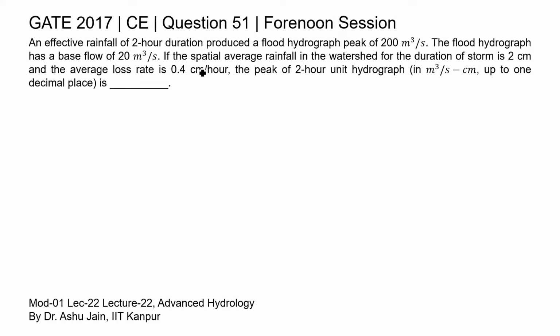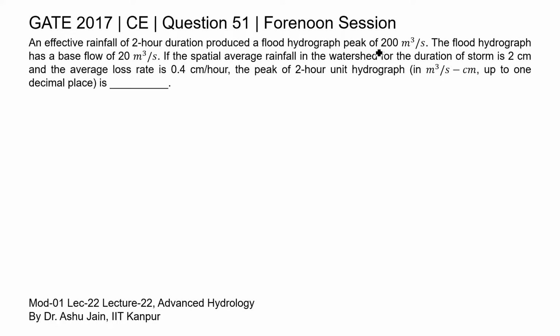The next, it is saying that the average rainfall in the watershed for the duration of a storm is 2 centimeter and the average loss rate is 0.4 centimeter per hour. Then what will be the peak of 2-hour unit hydrograph?